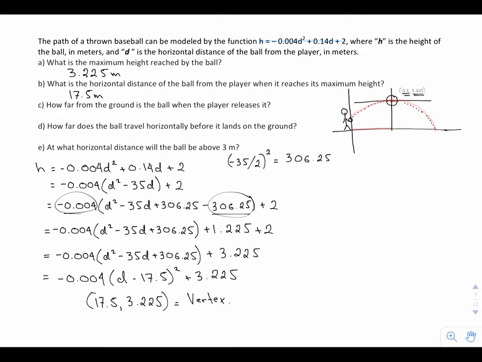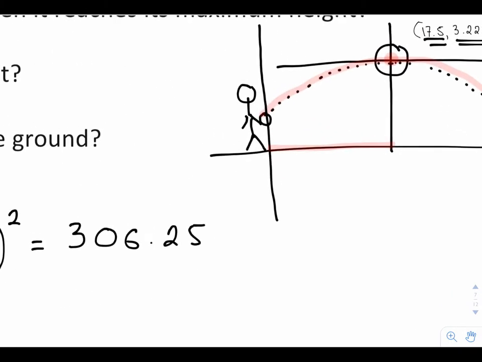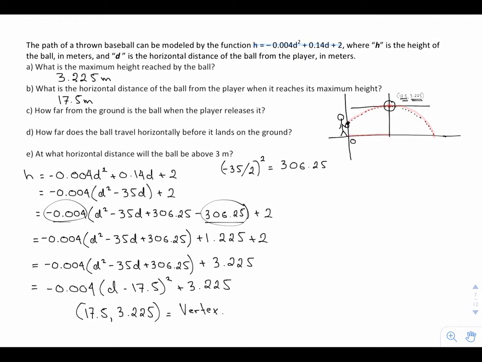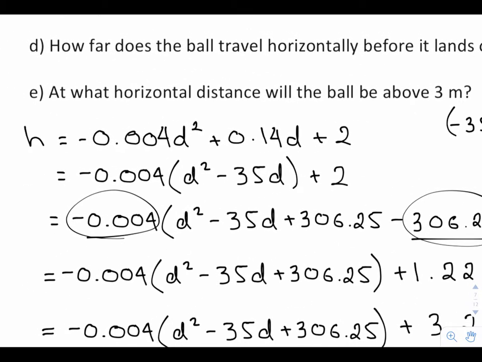How far from the ground is the ball when the player releases it? Well, if you look at your initial equation, the horizontal distance when the player releases the ball is 0. In other words, what this question is asking in part C is, what is the y-intercept? If I take the standard form version and plug in 0 for d, the sum of these two terms will be 0 plus 0, and if I add 2, I get 2 as my y-intercept.